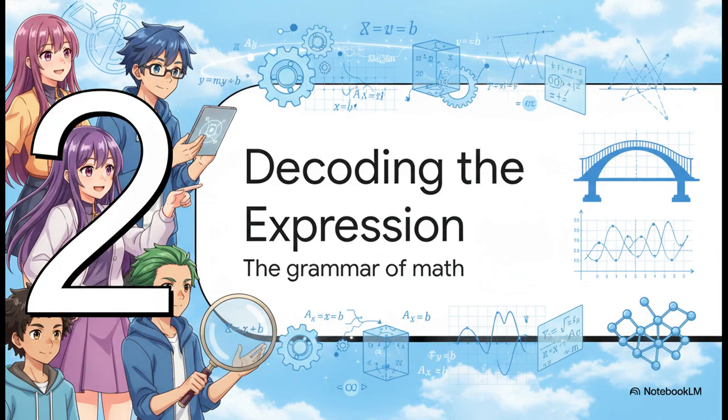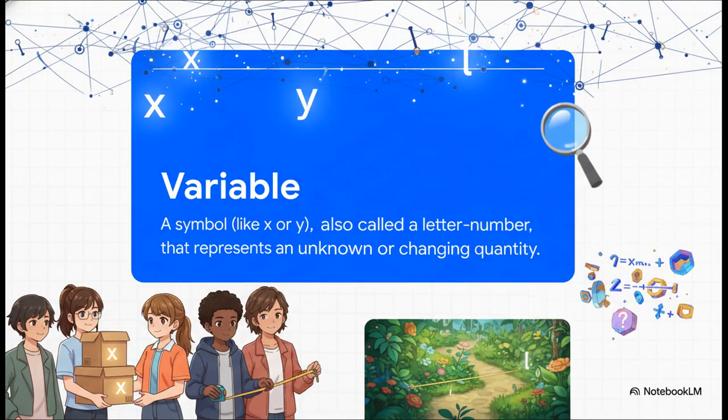Okay, so we've been throwing these expressions around, but what do all those letters and numbers actually mean? Let's take a minute and break down the grammar of this language. First up, those letters you see, the x or the L, those are called variables. Just think of them as little buckets or placeholders for a number that can change, like how many boxes you buy or how long your garden is.